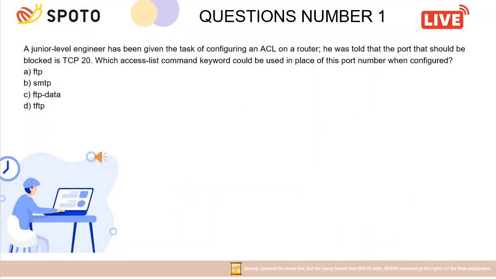Question 1. A junior-level engineer has been given the task of configuring an ACL on a router. He was told that the port that should be blocked is TCP 20. Which access list command keyword could be used in place of this port number when configured? A. FTP. B. SMTP. C. FTP data. D. TFTP. You have 15 seconds to answer.